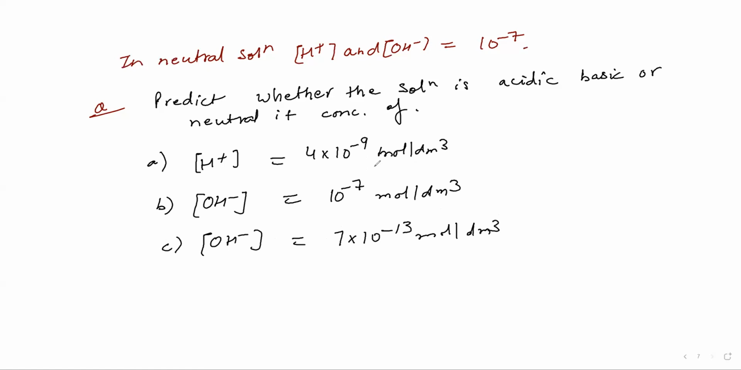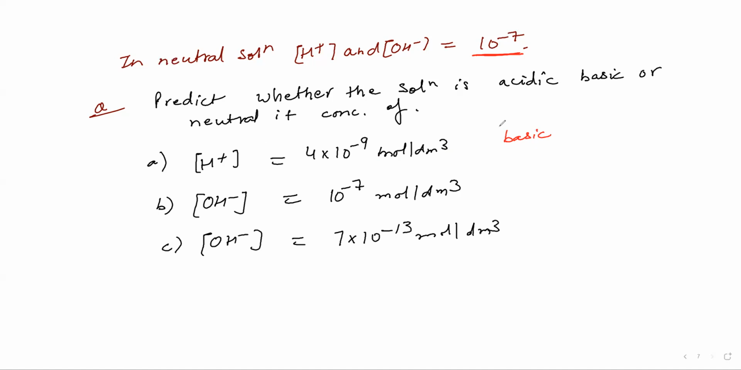Okay, so basically for the first one, we know that in the neutral solution, the concentration is this much. So now this is a lesser value than 10 to the power negative 7, which means H positive ions are less. So that would be a basic solution, because if H positive ion concentration is less, the solution would be basic.